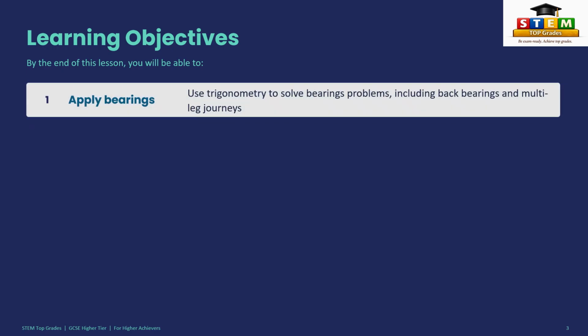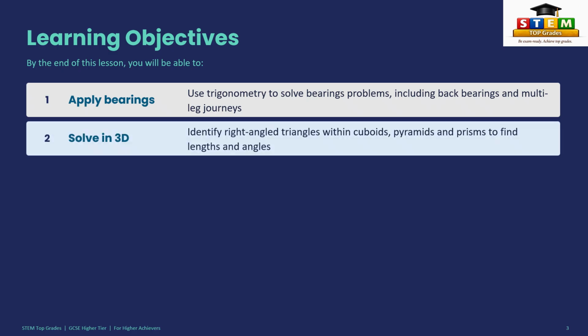Learning objectives for this session. By the end of this lesson, you will be able to apply bearings. This means you'll use trigonometry to solve bearing problems, including back bearings and multi-leg journeys. Then you're also going to be solving problems in 3D. Here we are going to be identifying right angle triangles within cuboids, pyramids, and prisms to find lengths and angles.